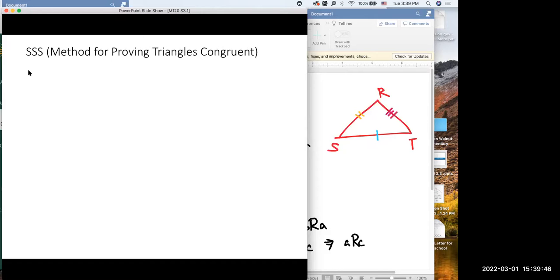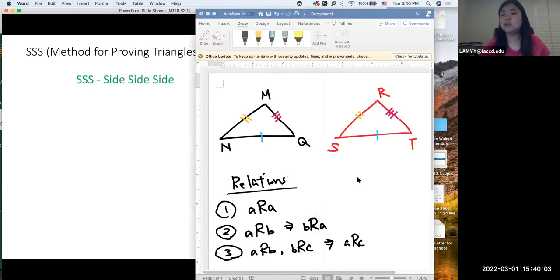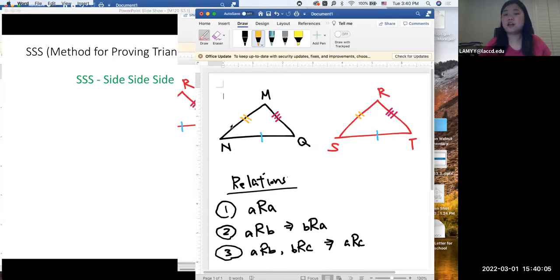Side. Good. Side. Okay, SSS means side. The first method to prove the triangles are congruent is to prove the sides are congruent. Each side is going to be congruent to each other. Just like this picture, if I can show MN is congruent to RS, MQ is congruent to RT, and NQ congruent to ST, this is called side.